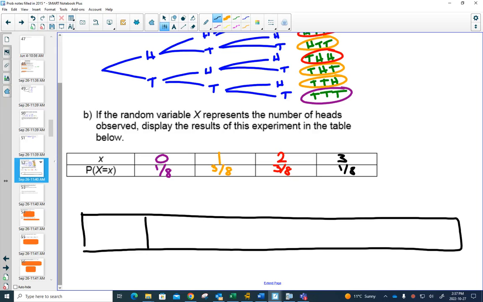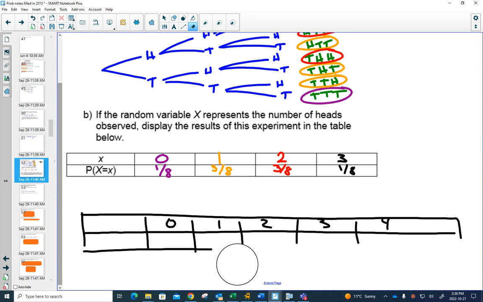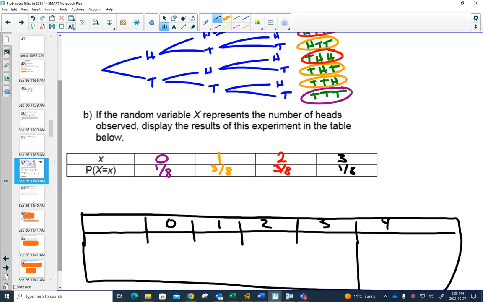Without drawing our tree diagram, we're going to flip that coin one more time. If we flipped it one more time, would you agree the possibilities of getting heads would be 0, 1, 2, 3, 4? Okay. If you flipped it another time, can you see that these fractions would be over 16?